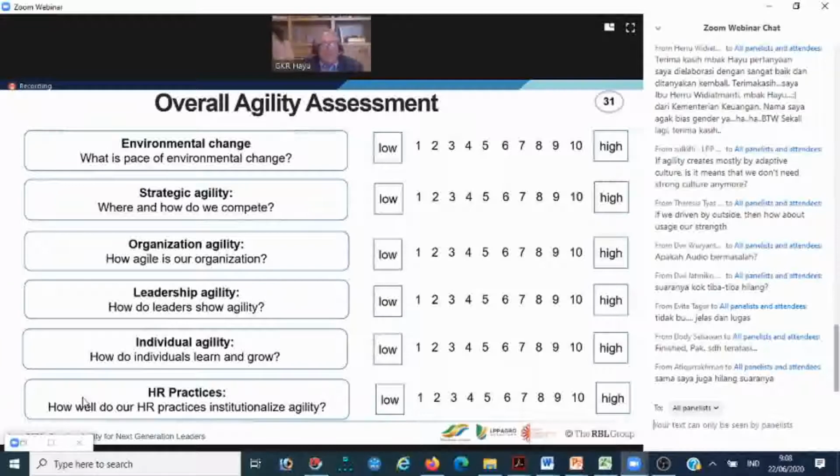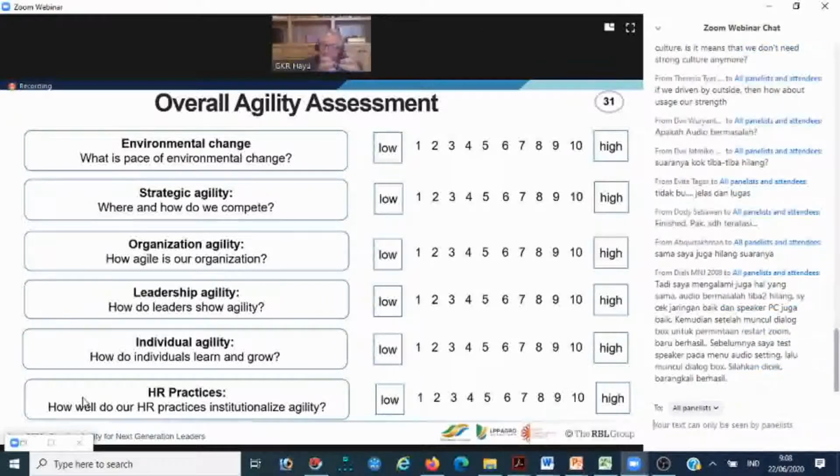What's the pace of environmental change in your business? 1 to 10, low to high. My bet is most businesses are in that 7, 8, 9, or 10 range with digital, with coronavirus, with social unrest in America. Second, how are we doing on strategic agility? How clear are we about where and how we compete? 1 to 10. Third, how are we doing on organizational agility? How agile is our organization able to change its culture, its way of working?